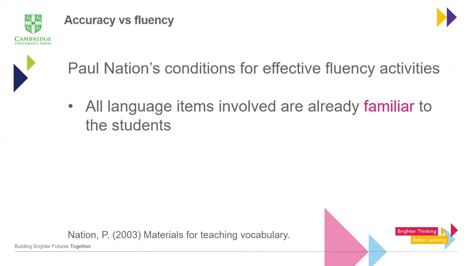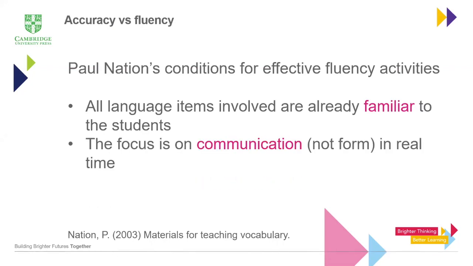The second one, and again, I heard Tamsin say the word communication. The focus is on communication, not form, in real time. So remind ourselves what we're looking at here are conditions for effective fluency activities. So we don't want there to be concerns about making mistakes. We don't want concerns about inaccuracies. The focus has to be on communication, dealing with a problem, completing a task, whatever it might be, an information gap, an exchange of information. And we're not worried if the students make too many mistakes.